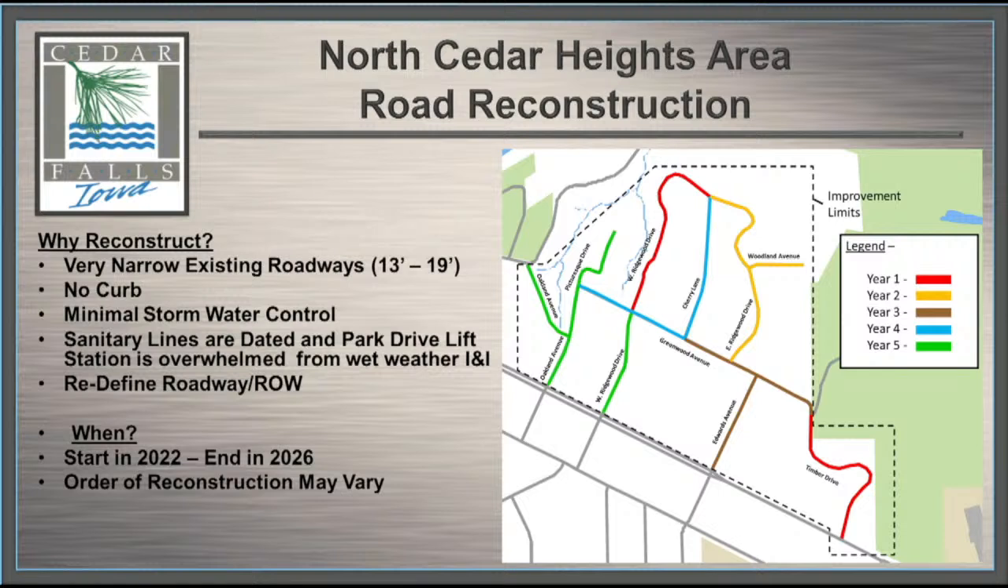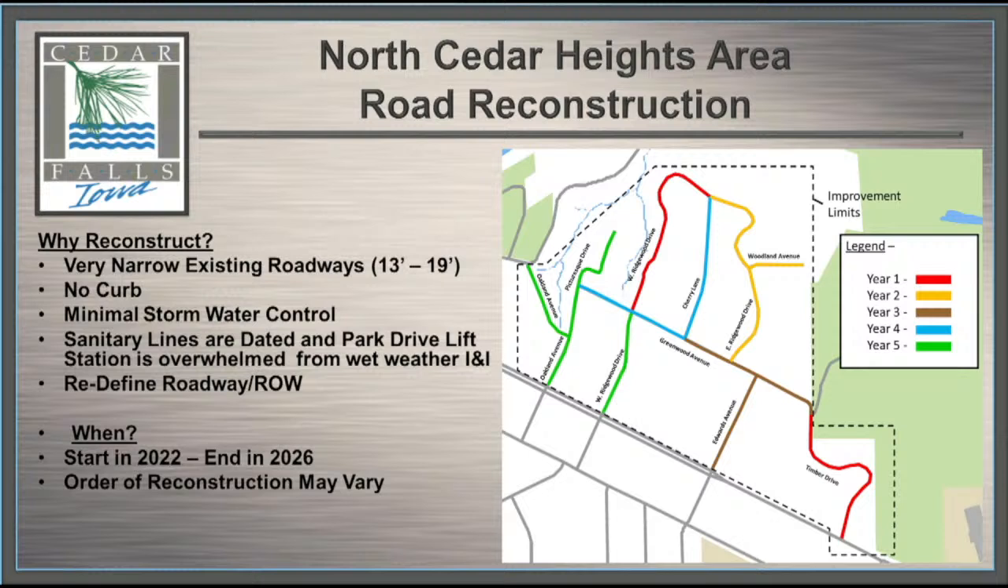When we evaluated these roads, they're very narrow roads, they're windy, they average between 13 to 19 feet. There's no curb on the roads, there's very little in the way of stormwater control. So stormwater has a tendency just to sheet flow over the road and get into the ravines. And in addition to that, the roadways themselves sort of meander a little bit in and out, so we want to reestablish that roadway network within the established right-of-ways.